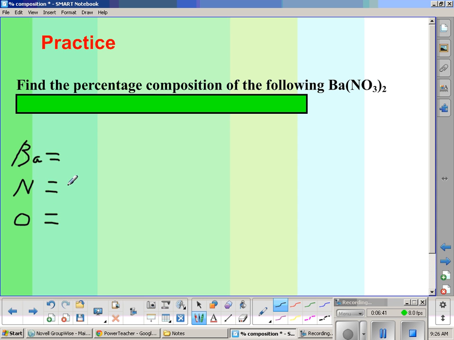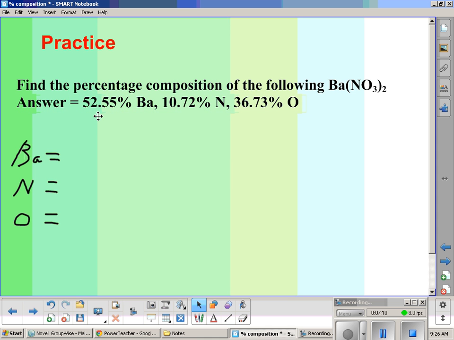Now, a good check, after you go through the steps, find the molar mass of the entire compound and how much each part weighs, which you have to do anyway to find out the whole mass: once you get a percentage for each one of these, they should add up to 100%. If they don't, it would be a great idea to go back and look, because you probably made a mistake somewhere. But anyway, after you do all your calculations, you should end up with 52.55% barium, 10.72% nitrogen, and 36.73% oxygen.